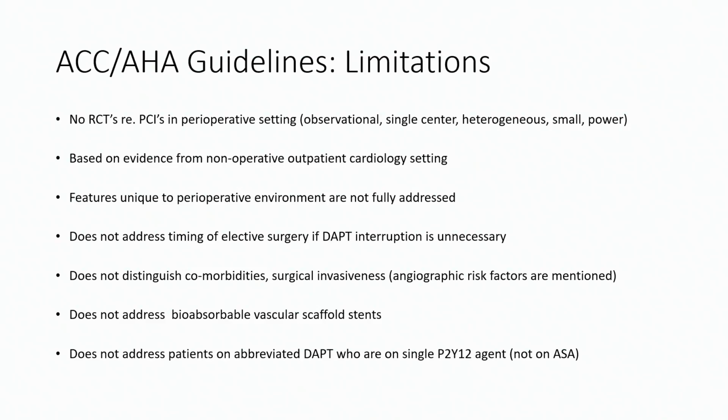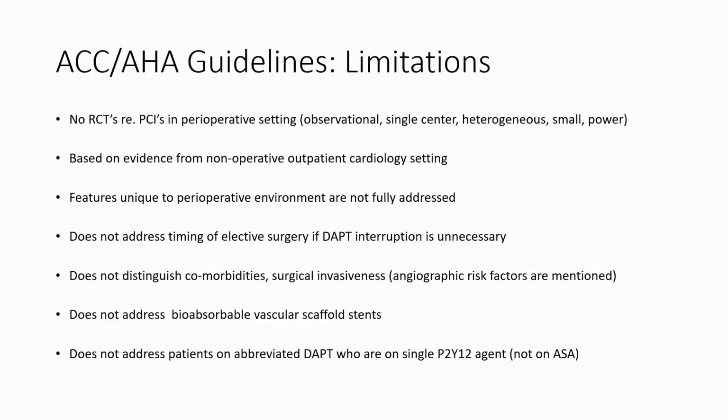The guidelines don't address the timing of elective surgery if dual antiplatelet therapy interruption is not necessary. So they say, wait for those time periods if you need to stop one of the agents. However, the guidelines don't really say, what if the surgeon doesn't need you to stop? You can continue both the agents. Is it okay to do the surgery within a month? So the guidelines don't mention that. I would say no, because it's still a very high-risk period. But as far as the guidelines are concerned, they don't really talk about that.